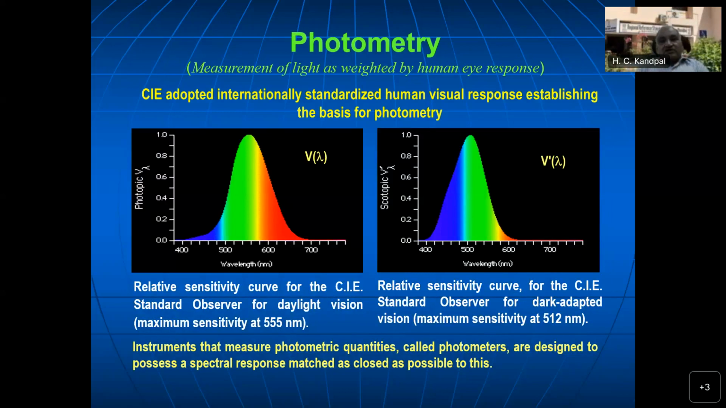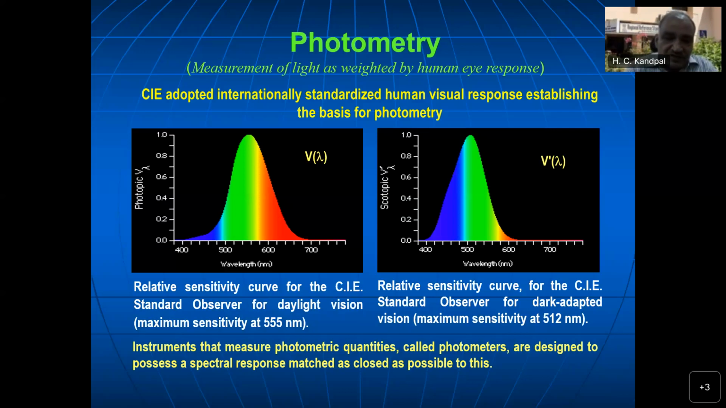These are the sensitivities defined for day vision and night. So these are the sensitivities, how our eye works at different levels of illumination. And instruments that are used for measuring light are called photometers, and those having this V lambda response are used for general measurement. Everywhere you find that the photometers have V lambda filters, and the sensitivity match should be very close to the CIE adopted international value of human vision sensitivity that is shown here.